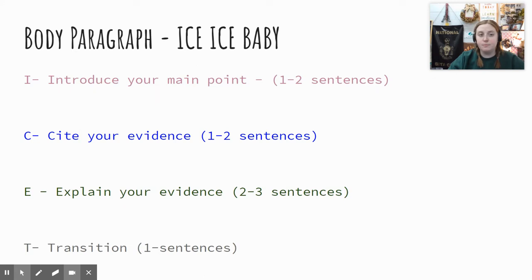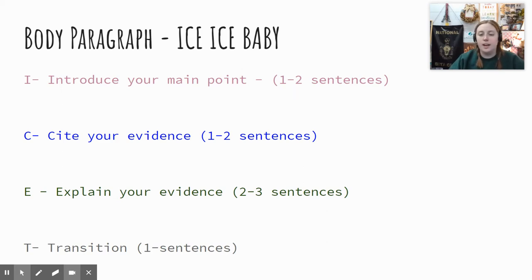Okay. All right, so this is something that you guys are already kind of familiar with, which is the iced tea. So your 3 body paragraphs will be in iced tea format. So let's review what we learned with iced teas. Iced tea is basically the formula that we use in order to write a good body paragraph. So for the I, this is your first sentence in your body paragraph. This is where you introduce your main point.